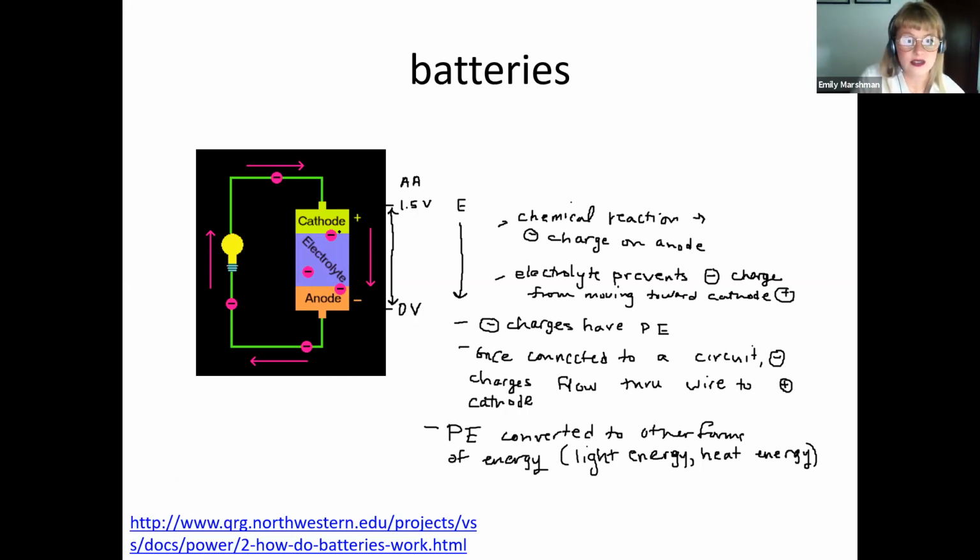Because there's a negative buildup on the anode, there's a deficit of electrons over here on the cathode, and it ends up becoming positively charged. The electrolyte prevents negative charge from moving backwards towards the cathode, right? So in a battery, if you have a buildup of negative charge on one side, it's not going to be able to flow back towards the positive. It's not going to be able to flow to where it wants to be.